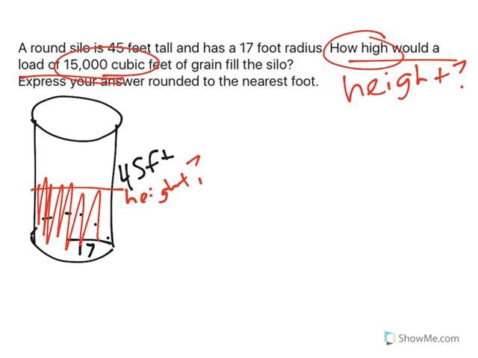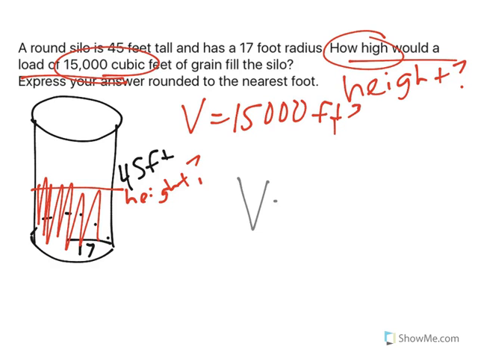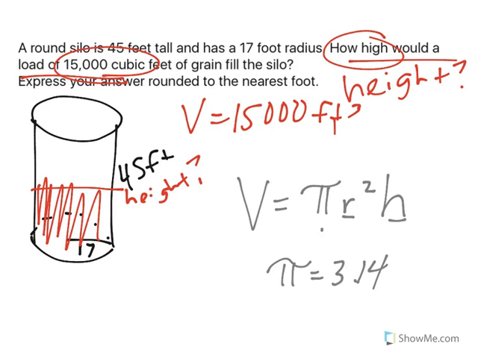So this 15,000 cubic feet, that's the volume. The volume is 15,000 feet cubed. So we've got to work backwards within our volume formula. Recall that the volume of a circular prism, this round silo, a cylinder, is volume equals pi r squared times height, where r is the radius, and height is, in this case, what we're trying to find, how tall it is. And for this example, we're going to use 3.14 for pi.